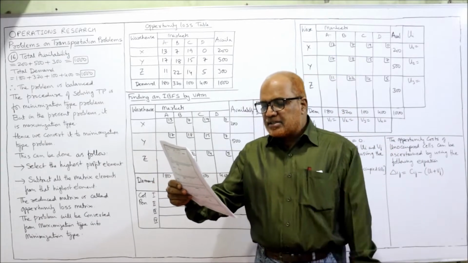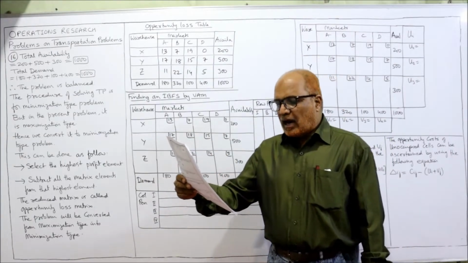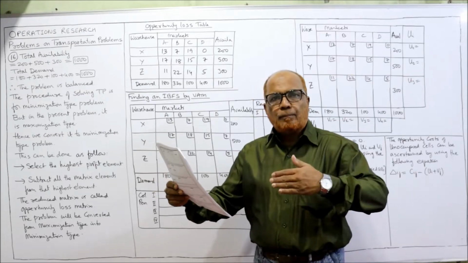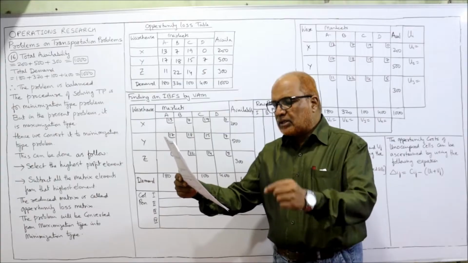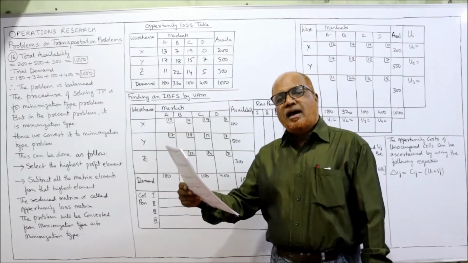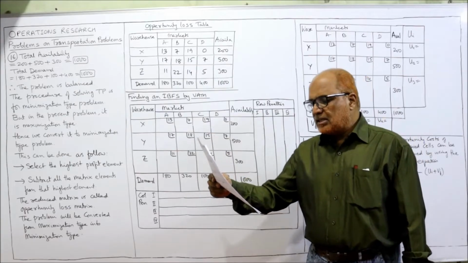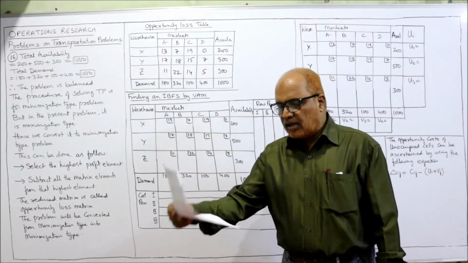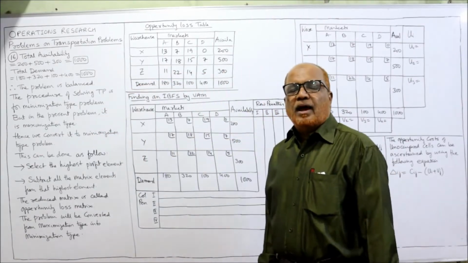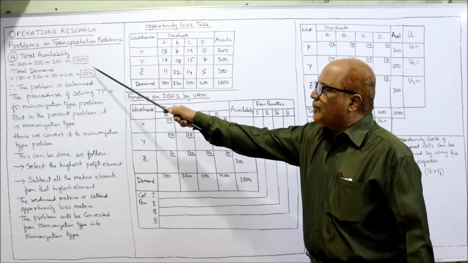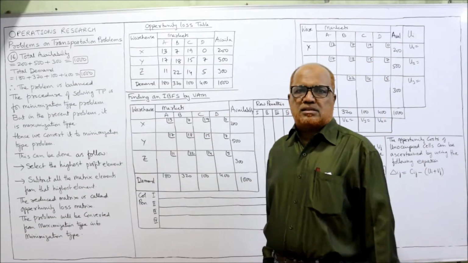The profit elements are given: 12, 8, 14, 18, 7, 3 like that. The availability at the warehouses, that means the supply from the warehouses, are X 200, Y 500, Z 300. So the total supply is 1000. The demand at the markets are A 180, B 320, C 100 and D 400 units. So it's a balanced problem because total supply and total demand are equal. There is no need to make any dummy row or dummy column, it is already balanced.